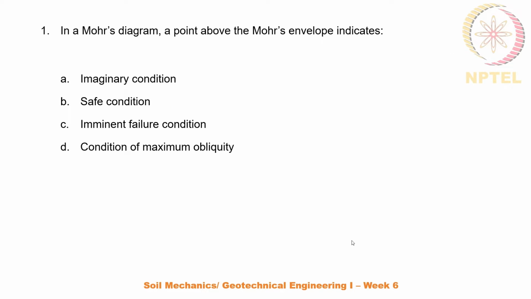First question is, in the Mohr diagram, a point above the Mohr envelope indicates. So, if we have a Mohr stress diagram or the Mohr circle, and we consider the Mohr failure envelope, the point above the Mohr envelope indicates: option A, imaginary condition; option B, safe condition; option C, imminent failure condition; option D, condition of maximum obliquity. So, what does a point above the Mohr envelope indicate?